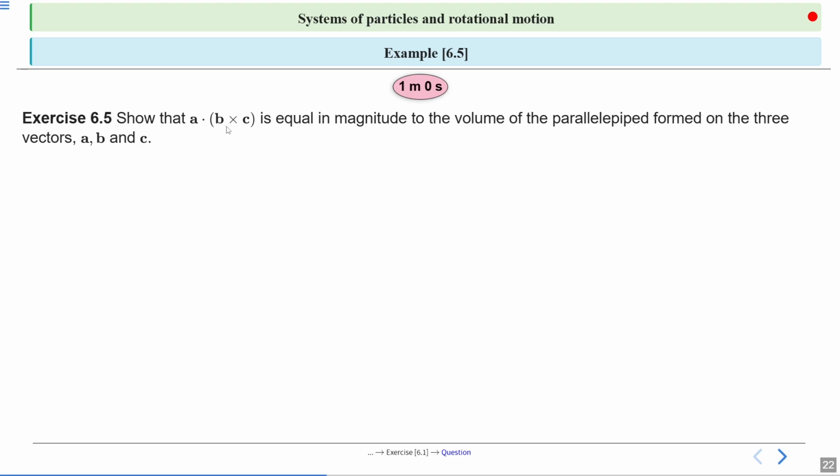So that A dot B cross C is equal in magnitude to the volume of the parallelepiped formed on the three vectors A vector, B vector and C vector. So please equate both equations. You have some time to solve this question. Please solve.